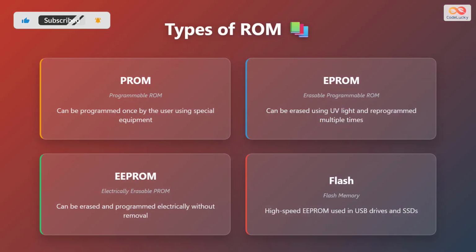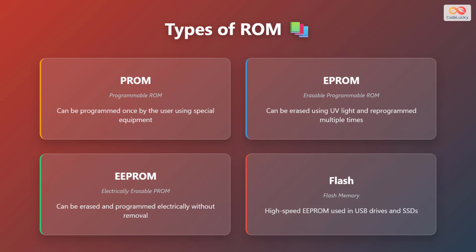There are several types of ROM. First, there is programmable read-only memory, or PROM. PROM can be programmed once by the user with special equipment. Then we have erasable programmable read-only memory, or EPROM. EPROM can be erased using ultraviolet light and then reprogrammed multiple times.